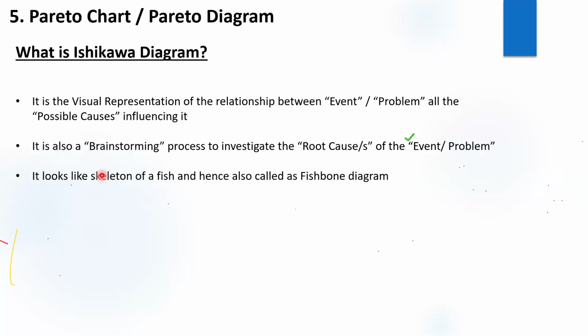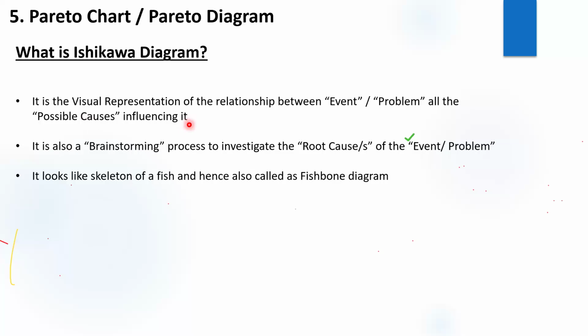Now, what is Ishikawa we will see. When to use Ishikawa we will see, and how to draw Ishikawa we will see tomorrow. What is Ishikawa diagram? It is the visual representation. I like one point about the quality tools. These are visual representations most of the times. So Ishikawa diagram is a visual representation of the relationship between whom? Between event. Event is called problem. Here my problem is my bike is not giving a good average or a poor mileage. So this is the representation of the relationship between problem and all the possible causes.